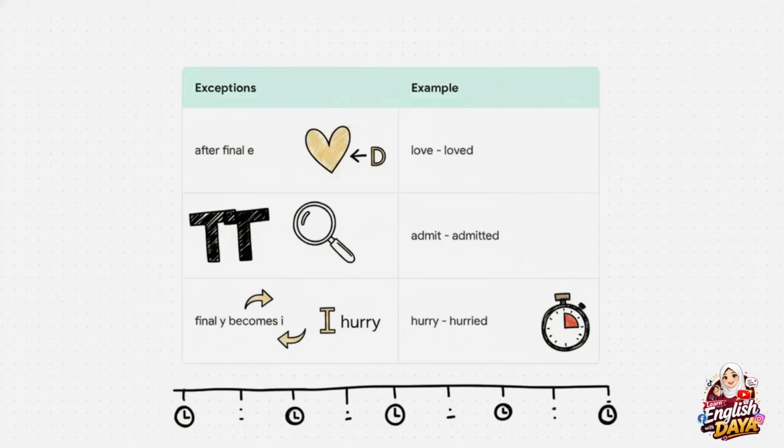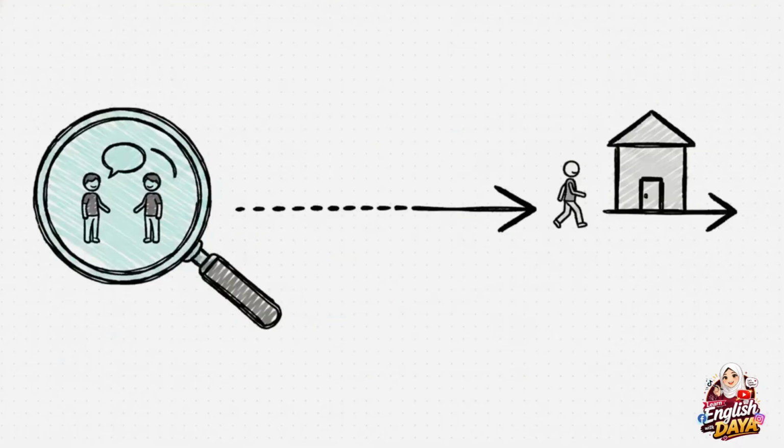To make sure you're totally confident, here are 3 quick spelling tips for those regular verbs. First, if a word already ends in E, just add D, so love becomes loved. Second, if it has a short vowel sound, you double the last letter. Admit becomes admitted with 2 T's. And finally, if the word ends in Y after a consonant, just change that Y to an I, so hurry becomes hurried.